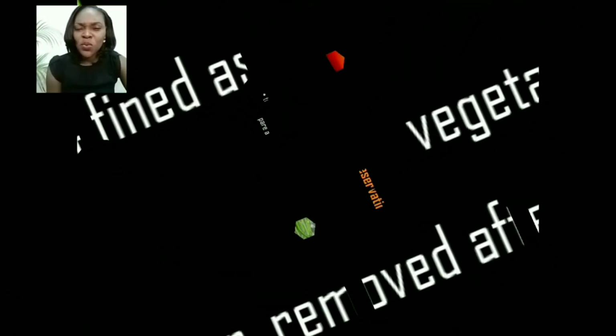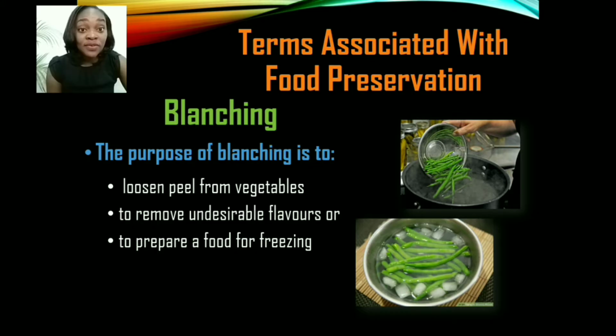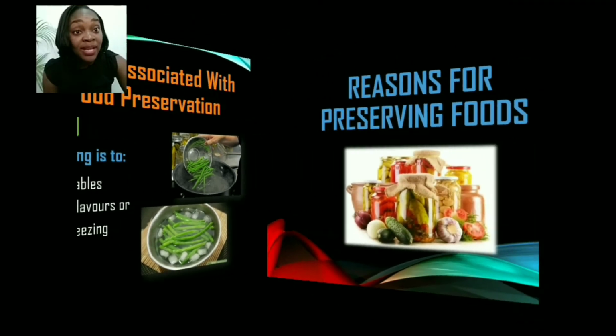Now you may be wondering, what are some of the purposes of blanching? Let us look at these 3. So 1, to loosen peel from vegetables. 2, to remove undesirable flavors. Or 3, to prepare food for freezing. And freezing is a form of preservation, right? Thus, we're preventing food spoilage.